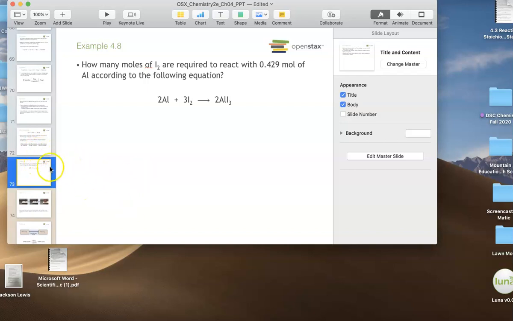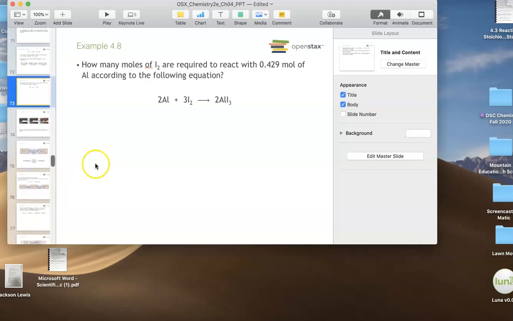Here we have an example stoichiometric calculation with a balanced chemical reaction. We have 2 moles of aluminum reacting with 3 moles of iodine to yield 2 moles of aluminum iodide. This equation is balanced. We have 2 atoms of aluminum on both sides, and 6 atoms of iodine, 2 times 3, on the other side. So the chemical equation is balanced.